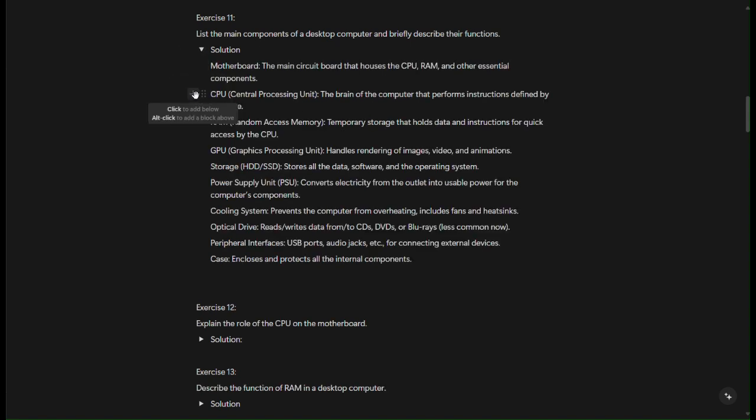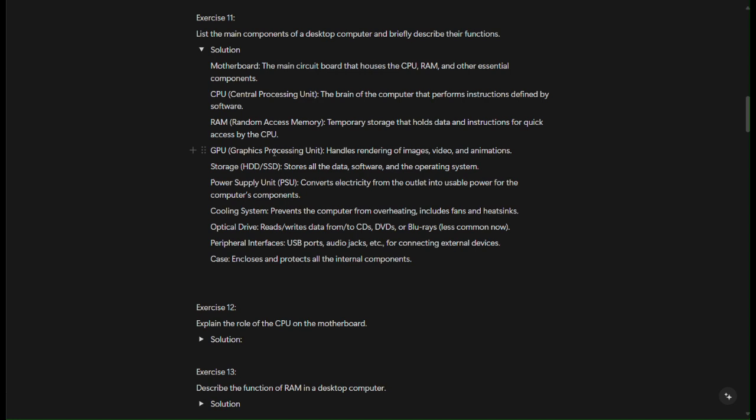We start with the motherboard, the main circuit board that houses the CPU, RAM, and other essential components. The CPU is the brain of the computer that performs instructions defined by the software. RAM, or random access memory, is temporary storage that holds data and instructions for quick access by the CPU.